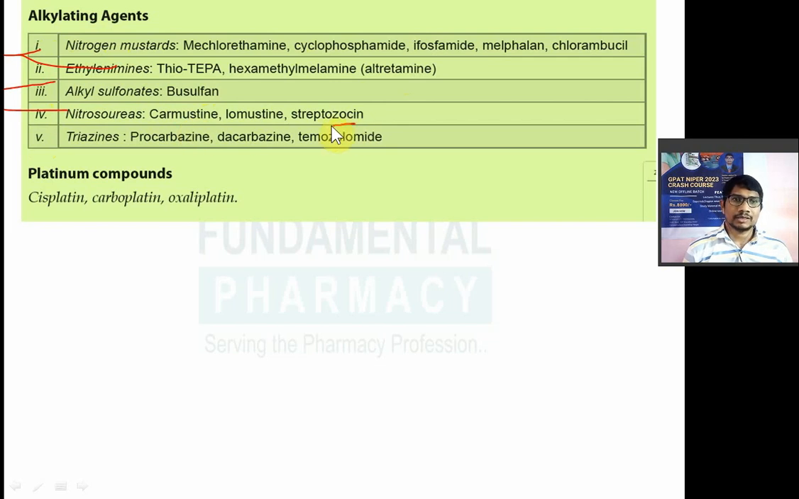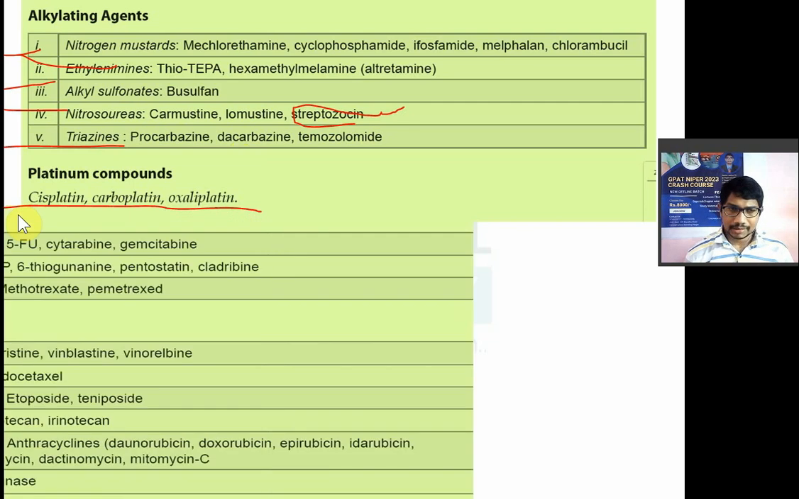So this streptozocin is an antibiotic obtained from streptomyces. Then triazine, in that you have procarbazine, dacarbazine, temozolomide. And platinum compounds, in that you have cisplatin, carboplatin, oxaliplatin. Now another, next.